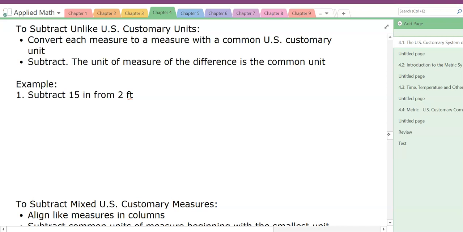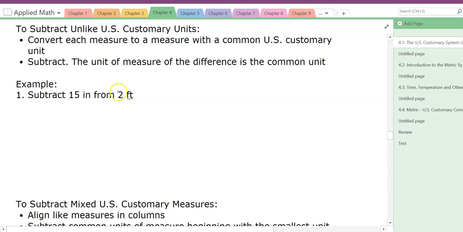So if you only have 2 things that you're trying to combine, again, get them to be in the same unit first. So get them both be in inches or they both be in pounds or whatever, and then subtract. So this one, be careful with how it's worded. It says subtract 15 inches from 2 feet. So you're actually taking 2 feet minus the 15 inches.